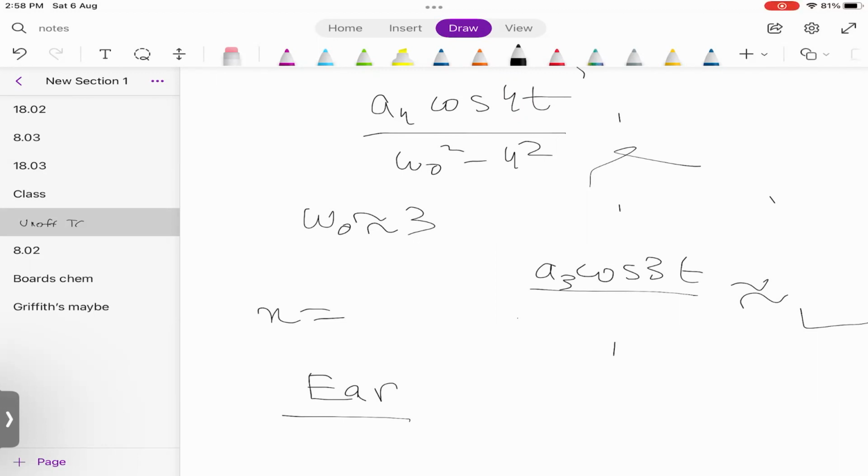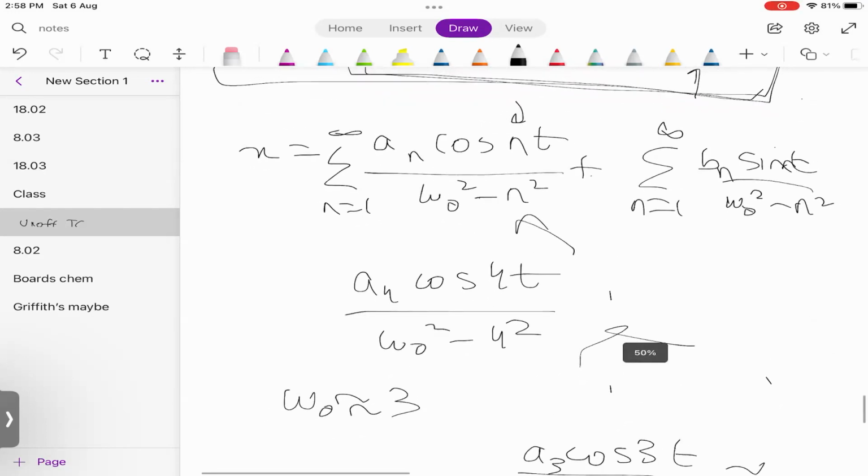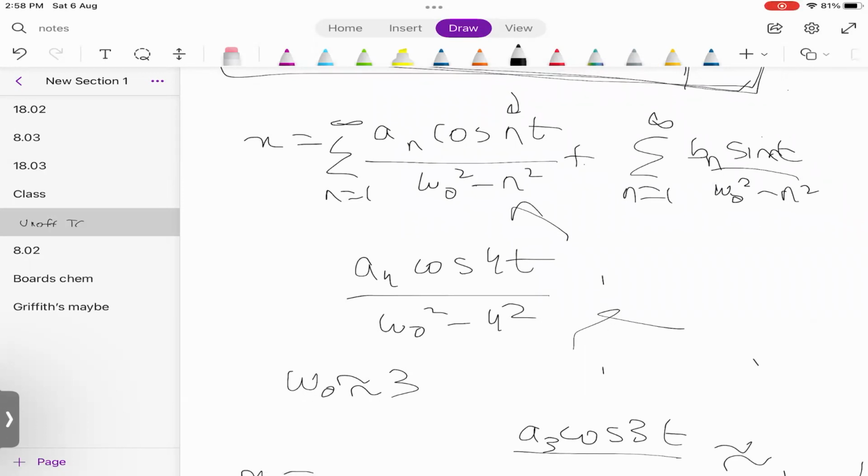Wait, so in this case, we have that if omega naught is almost 3, the solution is almost cos 3t. But what if omega naught is not a natural number? Why are natural numbers special in this case? Because omega naught can be any real number, right? They're not special.